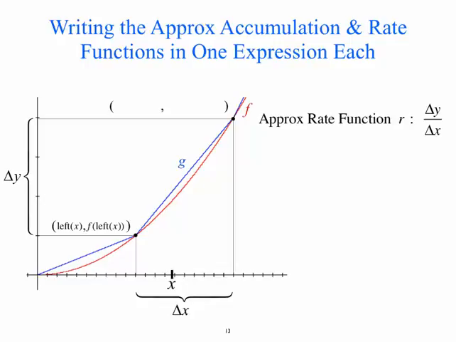So, how do you get the x coordinate of this point? You should be able to do it. This is left of x. Then what's this x coordinate? It's delta x more, right? So this x coordinate is left of x plus delta x. And what's the y coordinate? F of that.